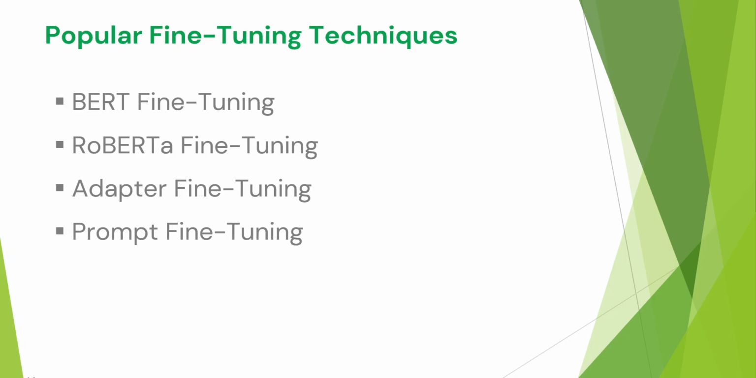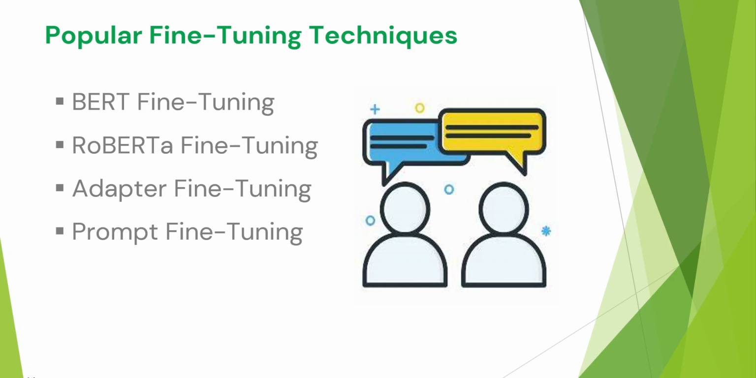Now, there are certain fine-tuning techniques like BERT fine-tuning, where we fine-tune BERT models for specific tasks such as text classification and sentiment analysis. RoBERTa fine-tuning, where we fine-tune RoBERTa models for specific tasks such as language translation and question answering. Adapter fine-tuning, where we fine-tune adapter layers on top of pre-trained models such as BERT and RoBERTa. Prompt fine-tuning, where we fine-tune models using specific prompts or input sequences such as text classification and sentiment analysis.